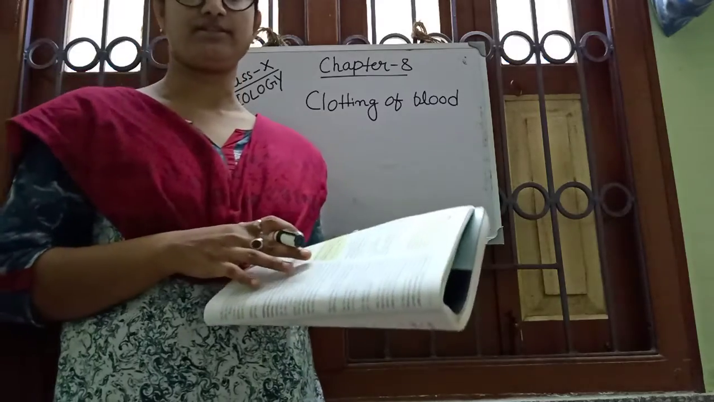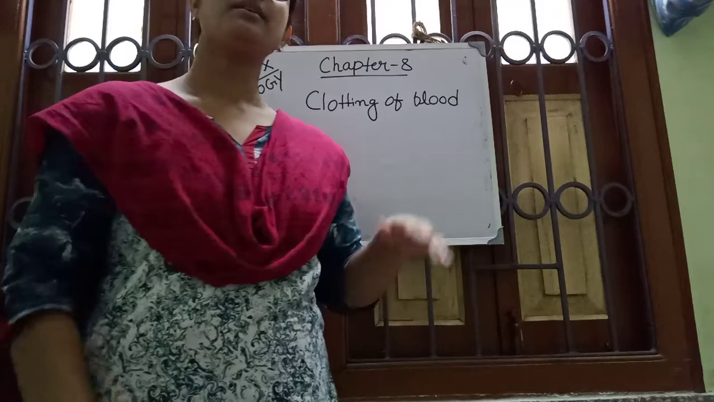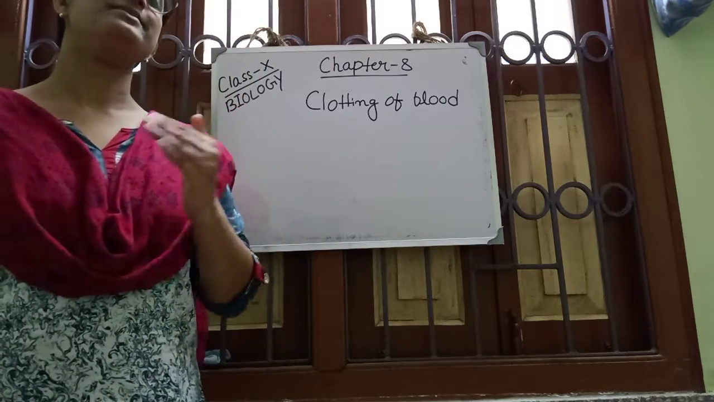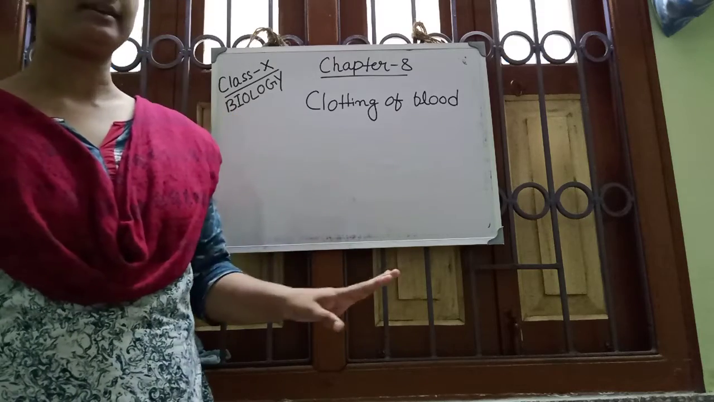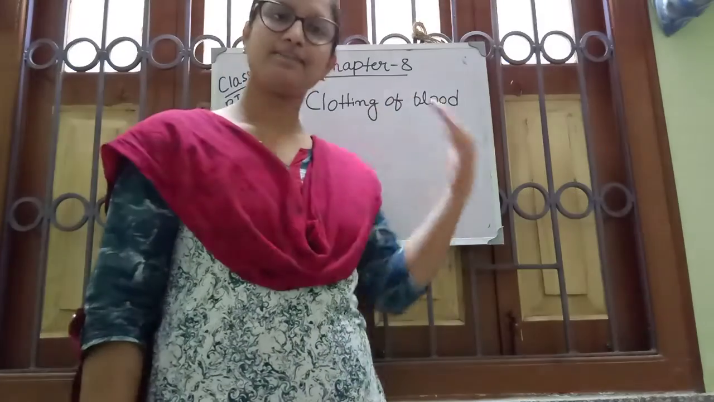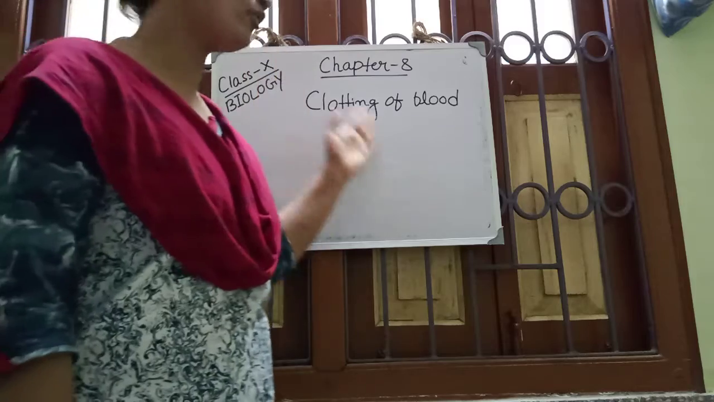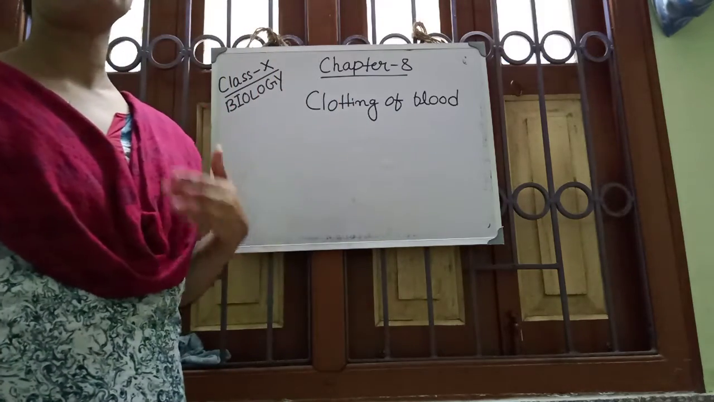This is the circulatory system and the different types of blood cells. I discussed in the last video different types of blood cells, RBC, WBC and platelets, and the most important functions of blood. Please learn properly at your home. Today I am going to start this most important process: the clotting of blood, blood clotting.